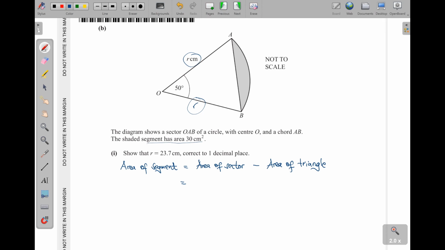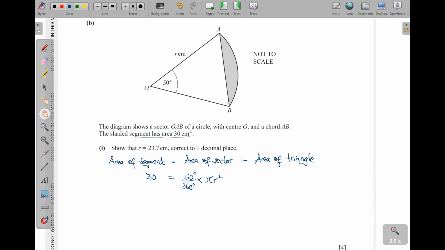So just like before, the area of such a triangle is a half times this R times this R, then sine of the angle in between. Okay, so now the area of the segment is given as 30. The area of the sector is the angle the arc subtends at the center of the circle divided by the total angle in the circle, which is 360, then times pi r squared, because a sector is part of the circle. So the amount of space taken by a sector is just a portion of that of the full circle.